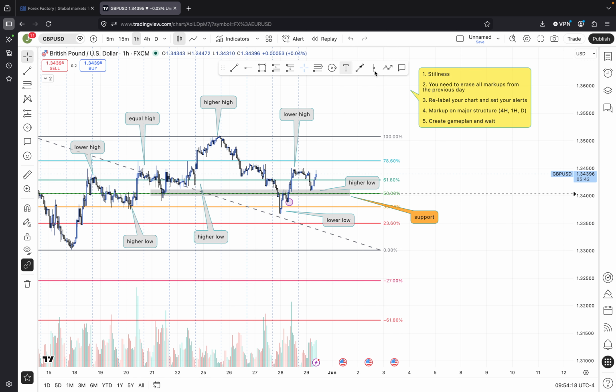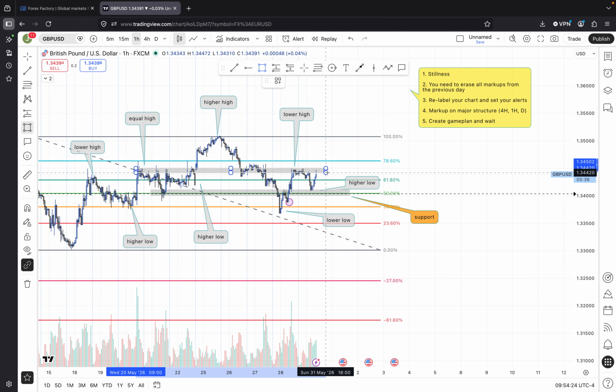We also have resistance. This nice little thing right here. We have this lovely resistance.